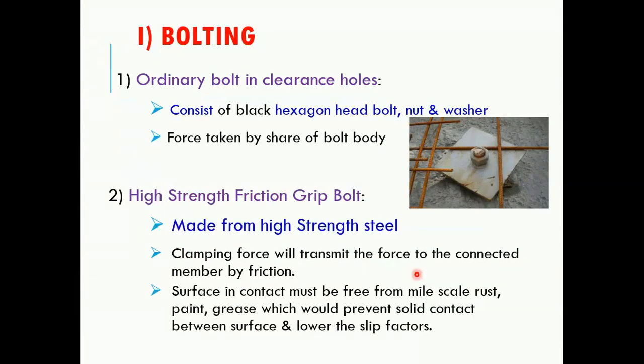The first method is bolting. We have ordinary bolt and also high strength friction grip bolt. An ordinary bolt consists of a hexagon head bolt, nut, and washer, and the force is taken by shear of the bolt body. The second one is the high strength friction grip bolt, made from high strength steel. With clamping force, we transmit the force to the connected members by friction. For high strength friction grip bolts, the surfaces in contact must be free from rust.